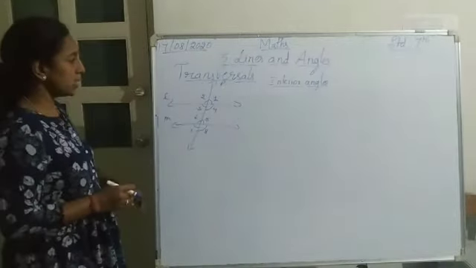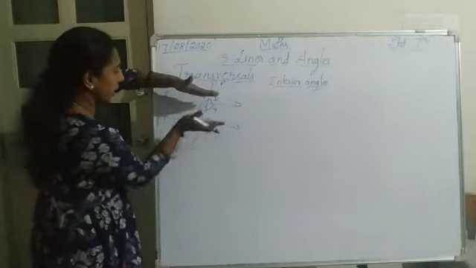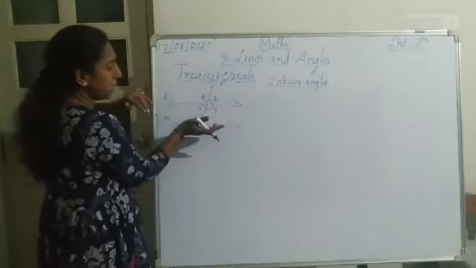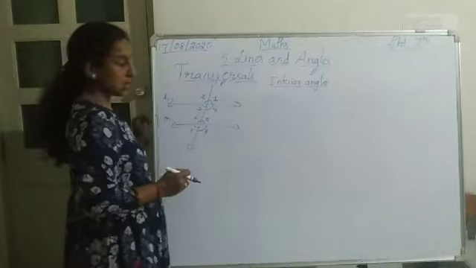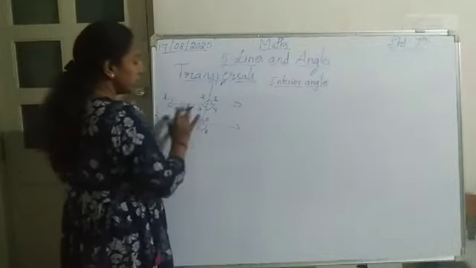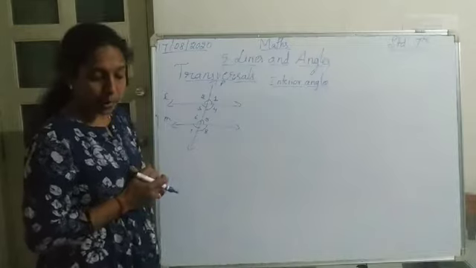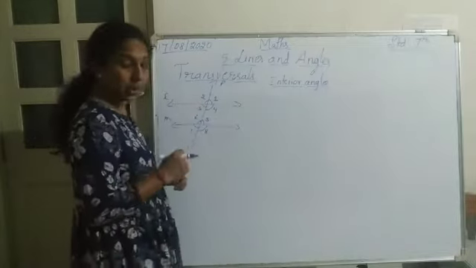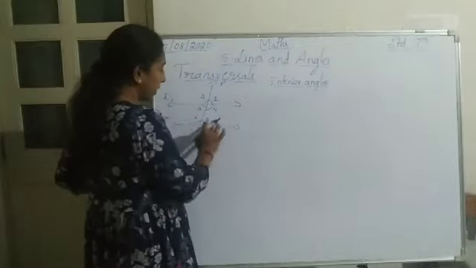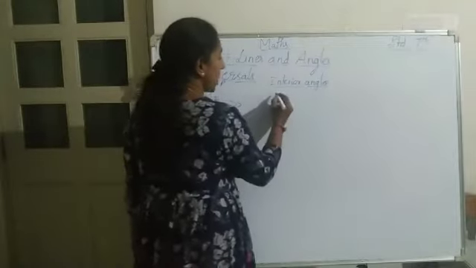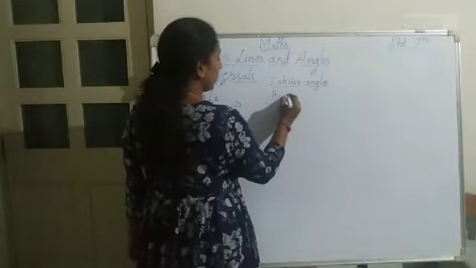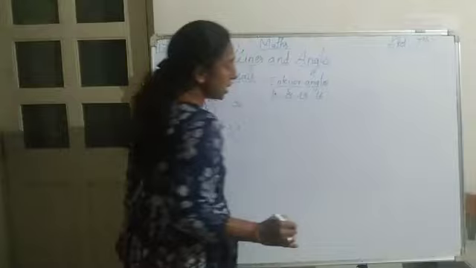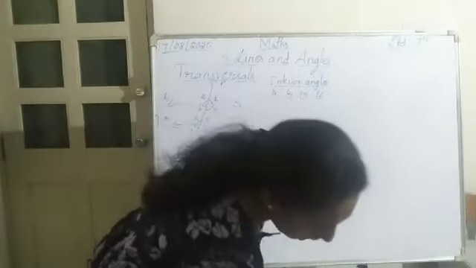Interior angle means, we can say this is one line and this is another line, so there are 4 angles that are interior, in between these two lines. Those 4 are called the interior angles. Which are those 4 interior angles? That is angle 3, angle 4, angle 5, angle 6.